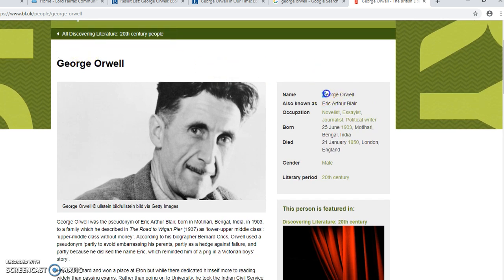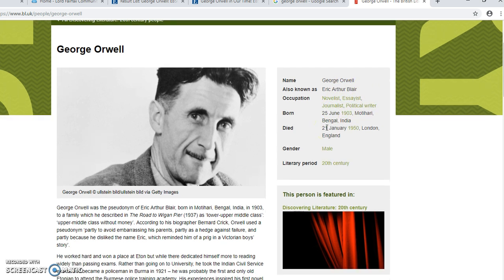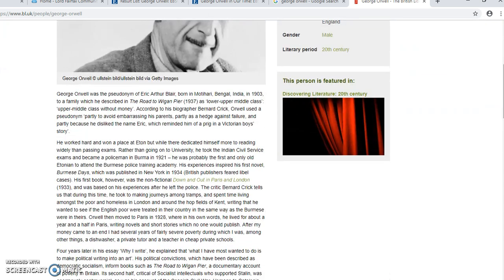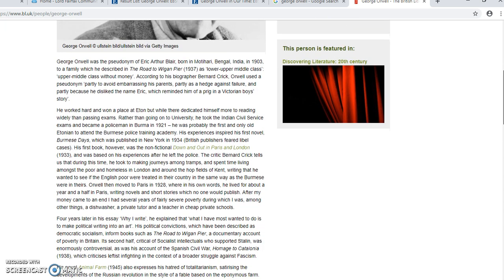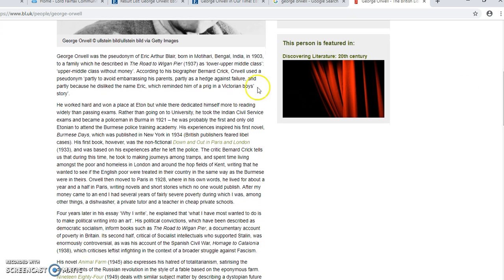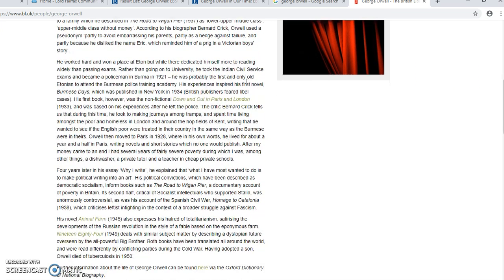has his name, and this was his official name, not just his pen name. What he did for a living. It talks about how he was not only a journalist, but a political writer and an essayist. It talks about the dates for his birth and his death. So, basic biographical facts. And then it outlines some of the work that he's done.